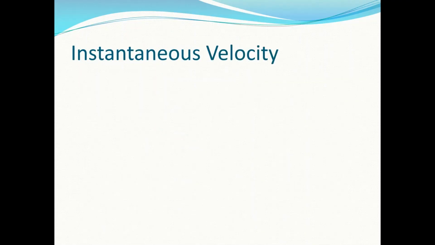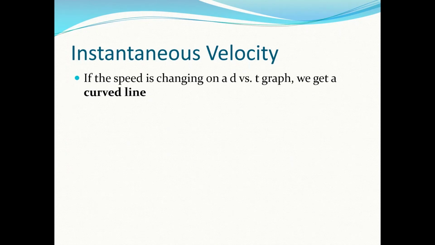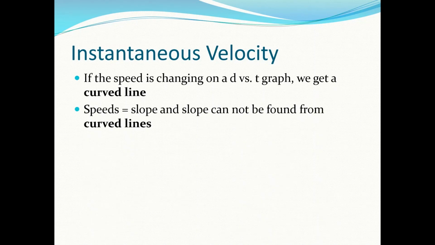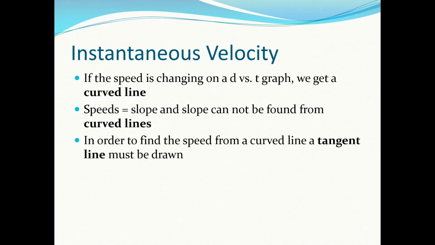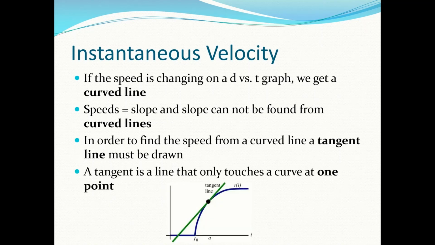The last thing we're going to talk about is instantaneous velocity. If the speed is changing on a d versus t graph, we get a curved line. Speed equals slope, and slope can't be found with curved lines, right? We need a straight line to find the slope. So in order to find the speed from a curved line, we have to draw on a tangent line. A tangent line is a line that touches a curve at only one point. You can see that this is our curved line. We're slowing down going forwards. And this is our tangent line right here. Our tangent line just touches it at one point.